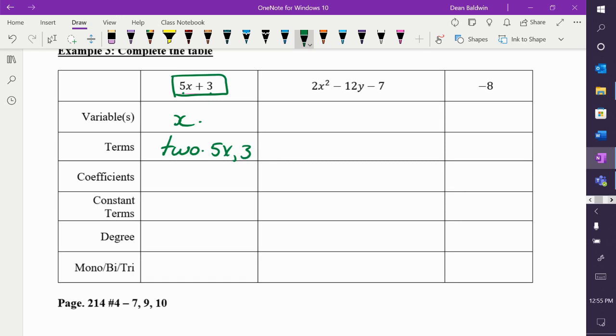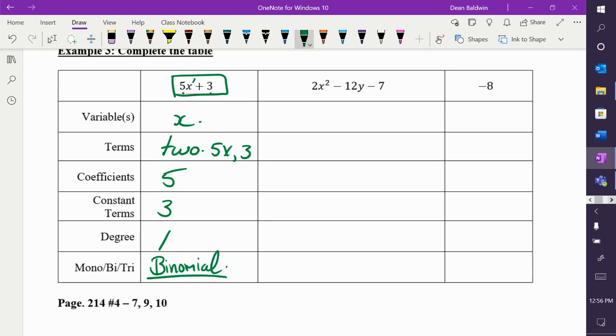What are the coefficients? What number? Coefficient is a number in front of the variable. So 5. What is the constant term? The term that doesn't change? 3, because it has no variable with it. What is the degree of this polynomial? 1. That's right. The highest exponent is 1. And is this a monomial, binomial, or a trinomial? Binomial.